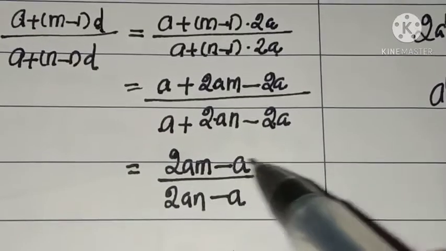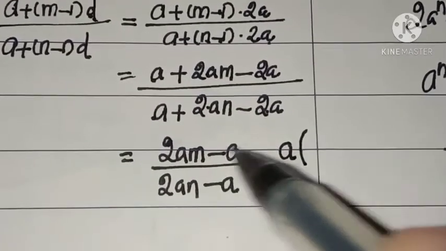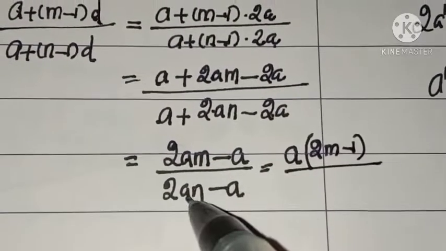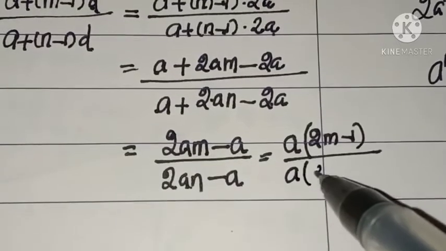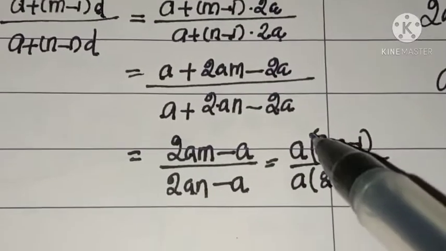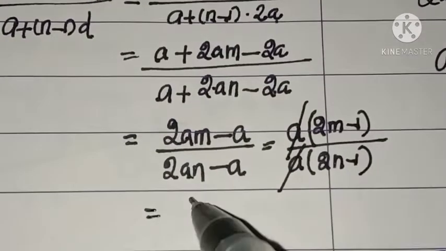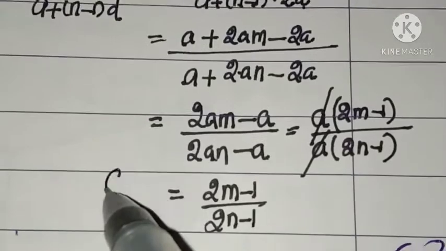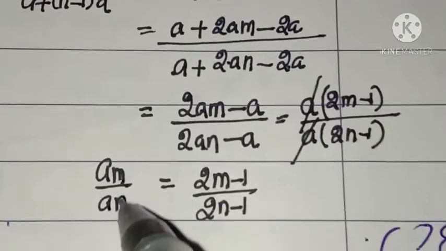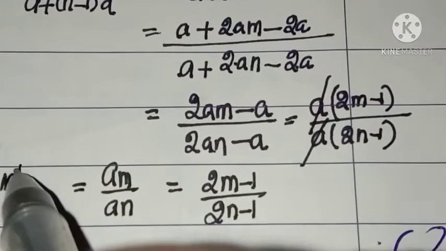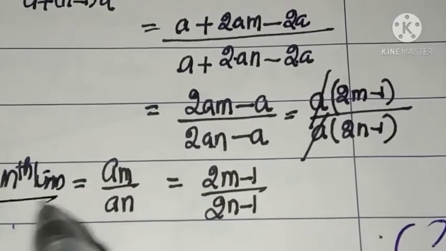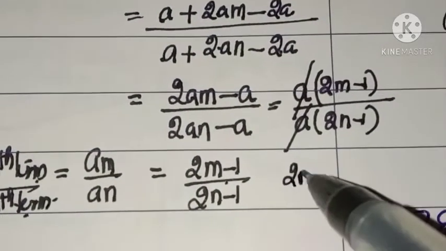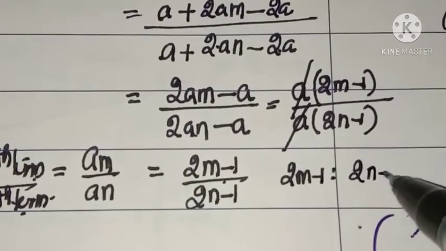Now listen here, what is common? a is common, so take it outside. So this is 2m minus 1 by, here a is common, so a into 2n minus 1. So we can cancel a. So this is equal to 2m minus 1 by 2n minus 1. That is am by an. am by an means mth term divided by nth term. So the ratio of mth term and nth term is 2m minus 1 is to 2n minus 1.